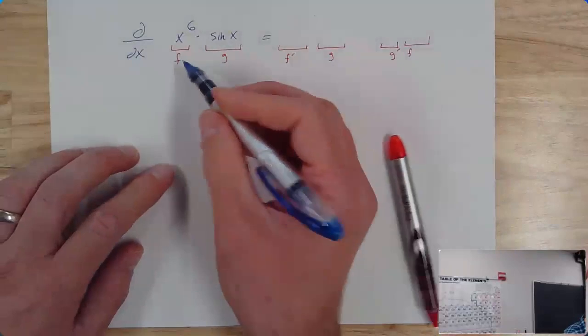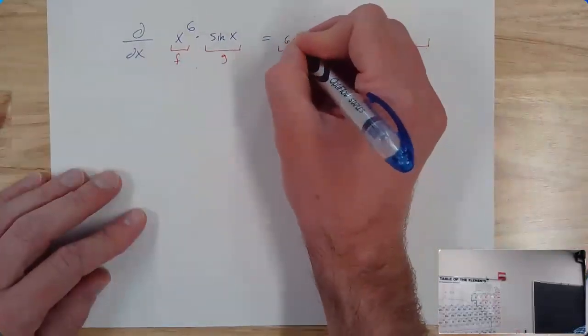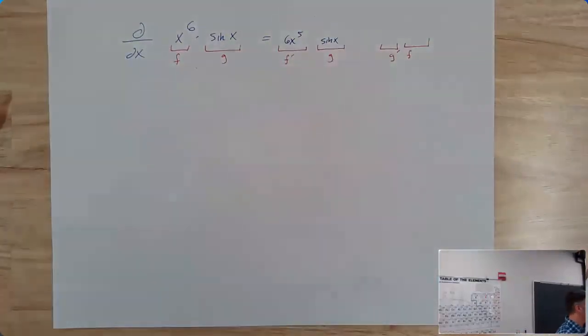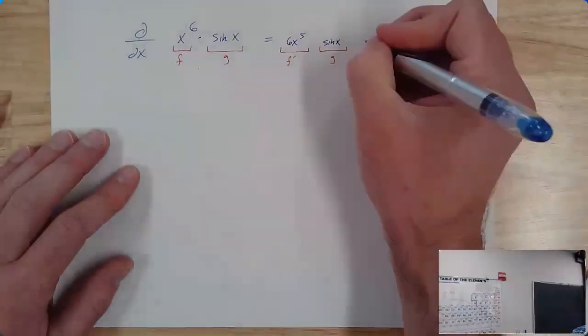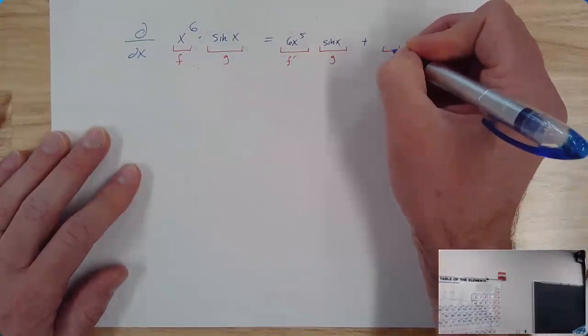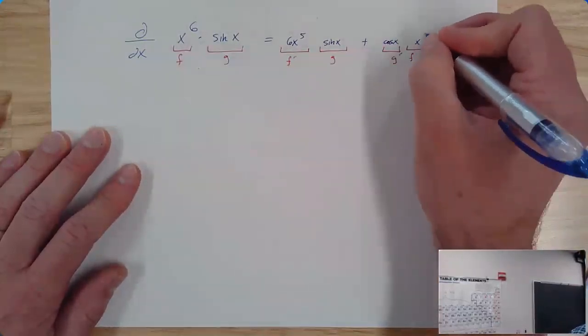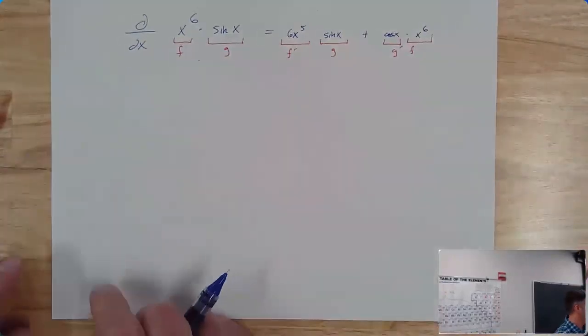So let's see, my f prime is 6x to the 5th. My g is just sine of x, right? You leave one piece alone every time. And then plus, flip it up. G prime is cosine of x. F is x to the 6th. I probably would have written this in not that order, but I have to write it in that order.